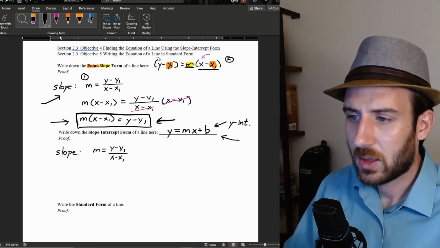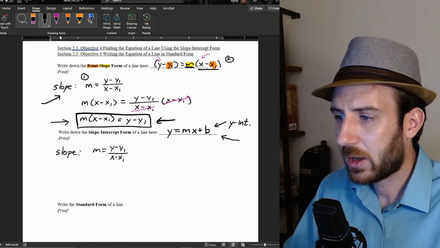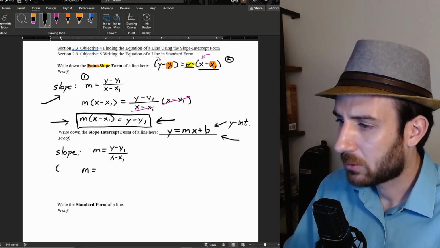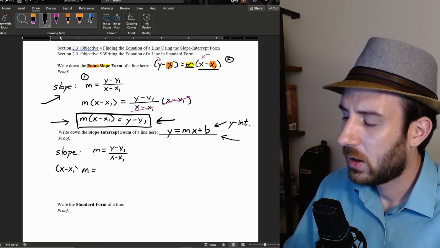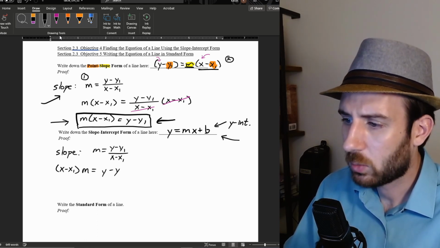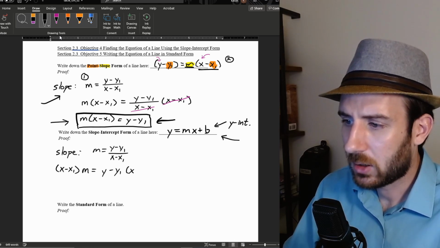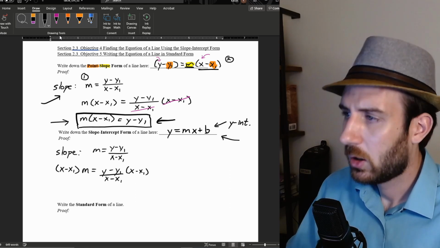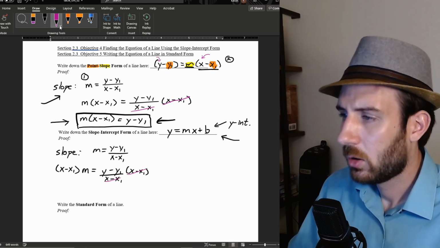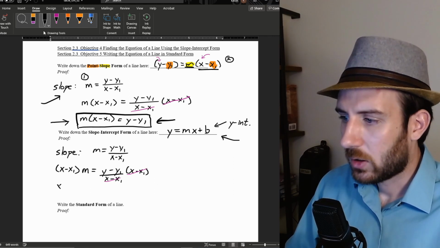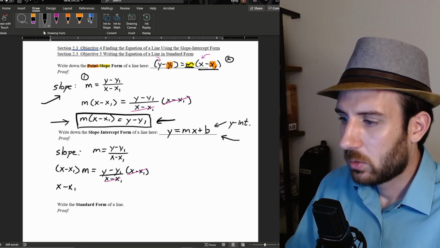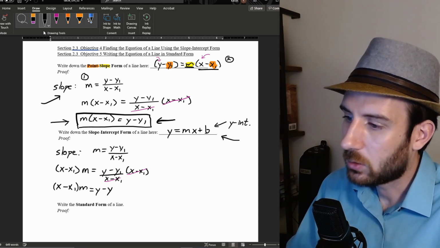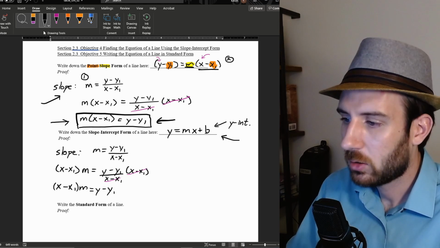Here again, I notice that I have m times x, so maybe I want to multiply both sides by x minus x1. So we'll say m equals, and I will multiply by x minus x1 on the left, and I'll do that to the right-hand side as well, y minus y1 times x minus x1, keeping it exactly how it was. Great, I can cancel. And in fact, I'm back to my point slope form of a line. Y minus y1 equals m times x minus x1.